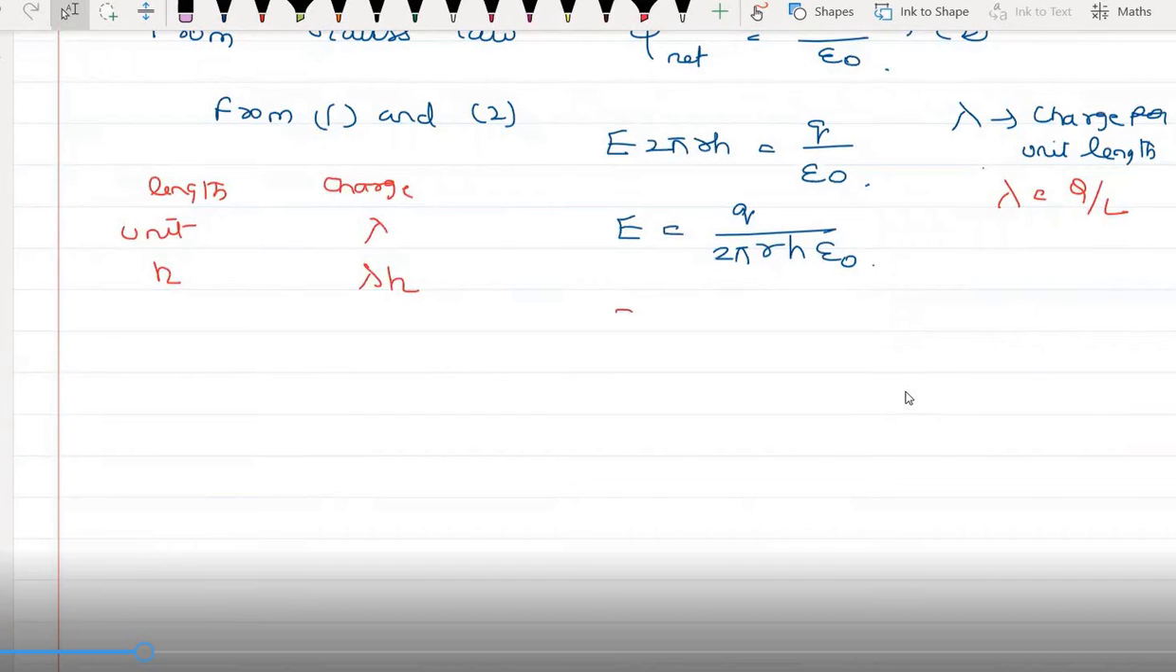Clear or no? So I am going to substitute this. Instead of Q, I will write lambda H divided by 2 pi RH epsilon naught. H will cancel out. So it is lambda by 2 pi R epsilon naught.